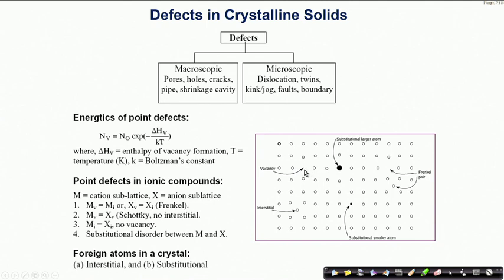If some of these atoms are small enough, or a foreign atom which is much smaller than the lattice atom, then it can find its way into the lattice, not occupying a usual site, but going into a position which is unusual, or in other words, not a very regular position, and we call that an interstitial position.